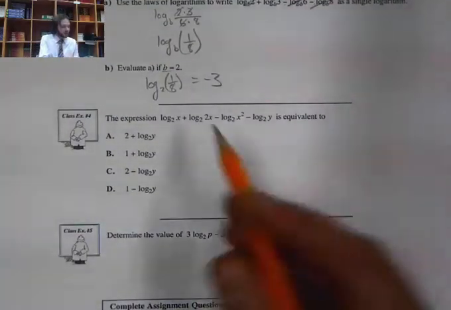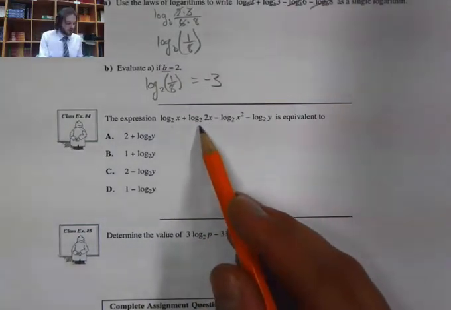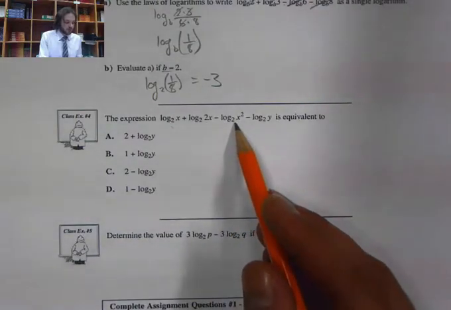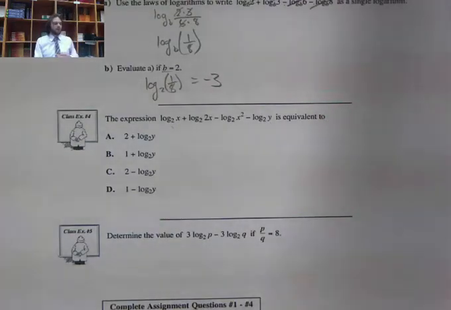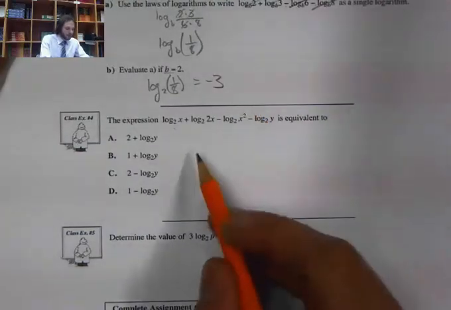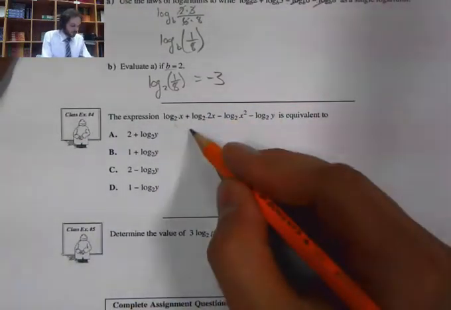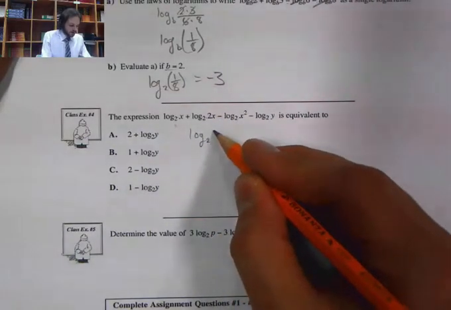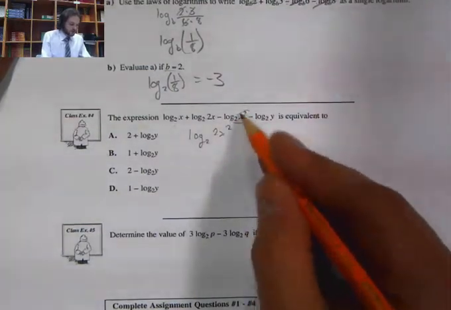All right, let's take a look at the next one. It says the expression log base 2 of 2x minus log base 2 of x squared minus log base 2 of y is equivalent to what? So we have to simplify this. Let's find what it's equivalent to. Put it into a single log. All right, so let's add. So we're going to have log base 2 of 2x squared. Interesting. Then we're going to have to subtract x squared.